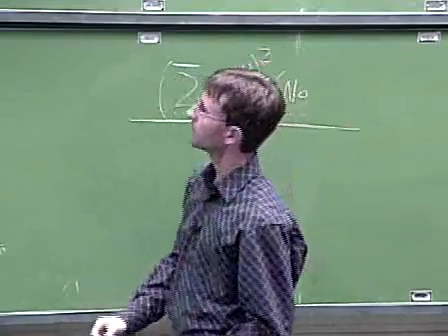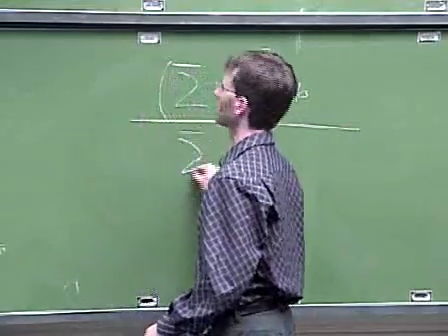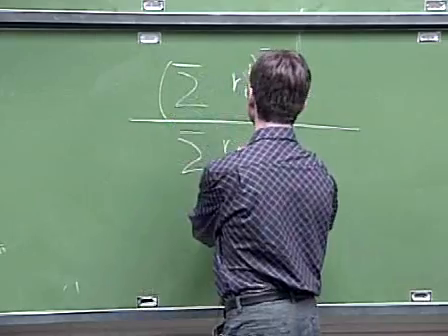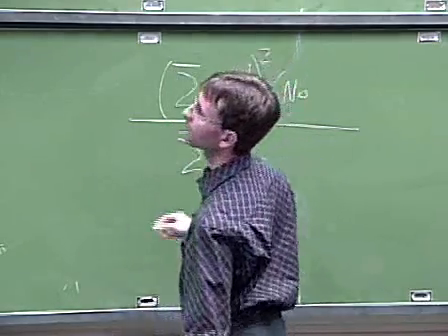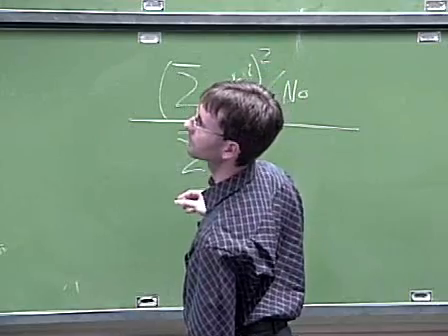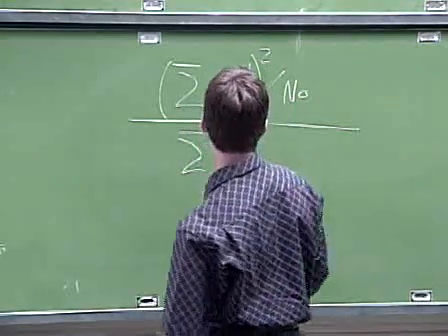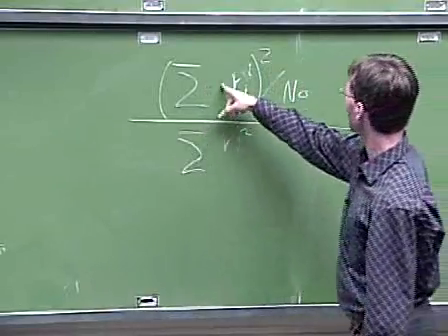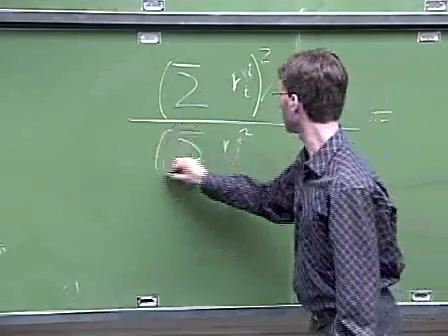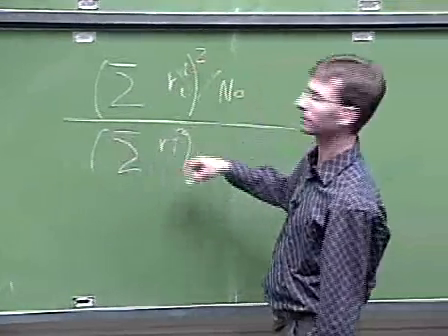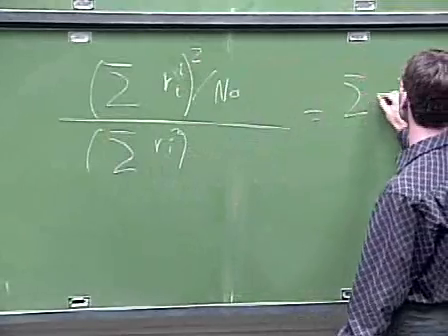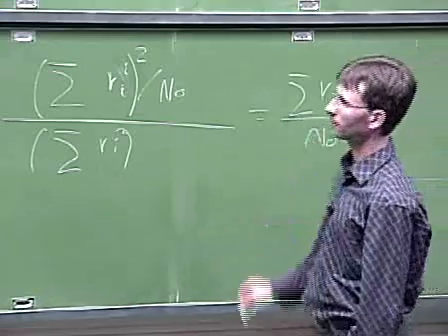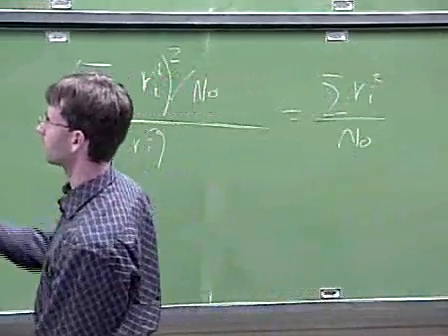That's the numerator. The denominator is a summation of r_i squared times n_0, divided by n_0. So the n_0s cancel out. Now we have this summation. You see, this is the same term, except this one is squared and this one is not squared. So they cancel out. We get the summation of r_i squared divided by n_0, which is what the answer is.